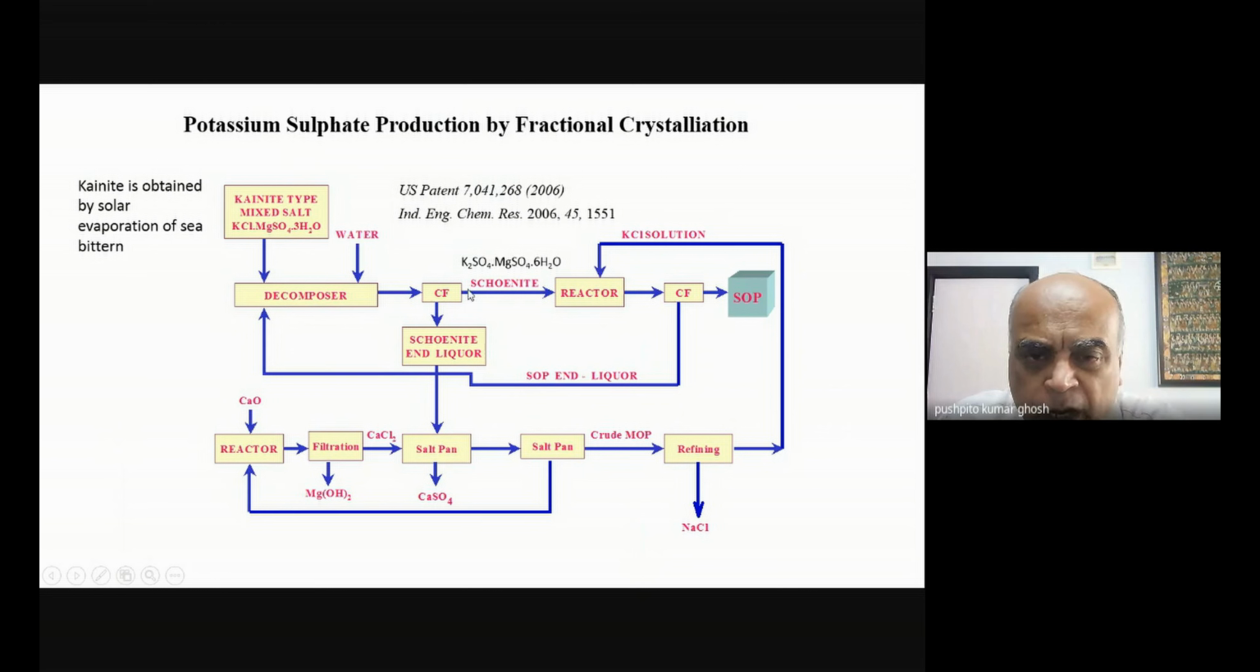And then you know how to make it a zero effluent process. Basically, when you get this, you also get a mother liquor, and through a series of steps, one can effectively produce this potassium chloride solution, which you need to react to make this. So that's the overall process. What I want to say is that the majority of the operations are being done with solar energy. All of this is with solar energy.